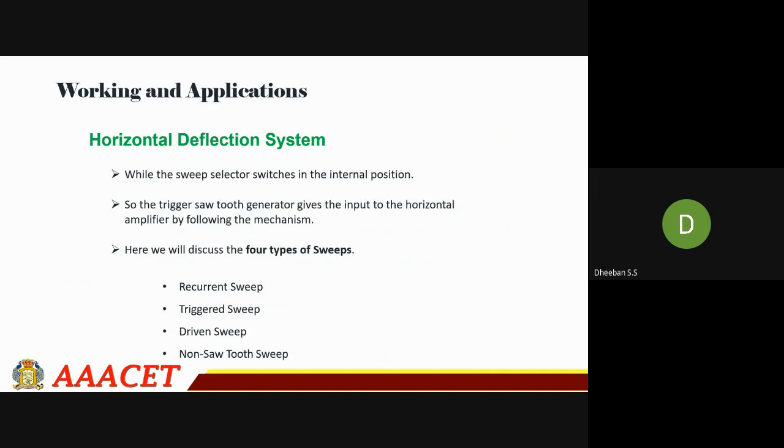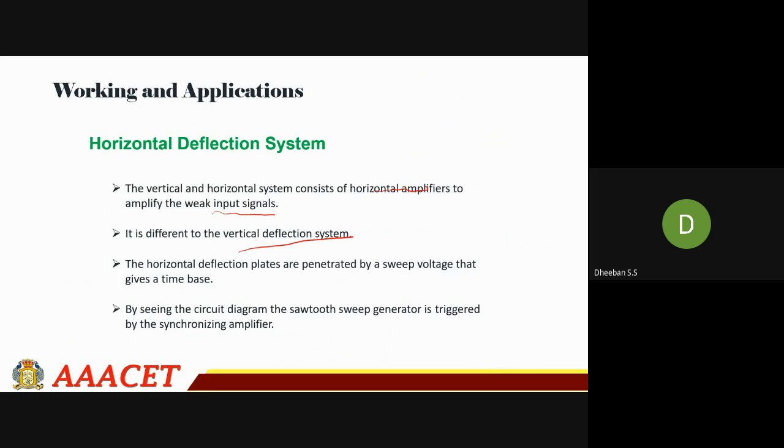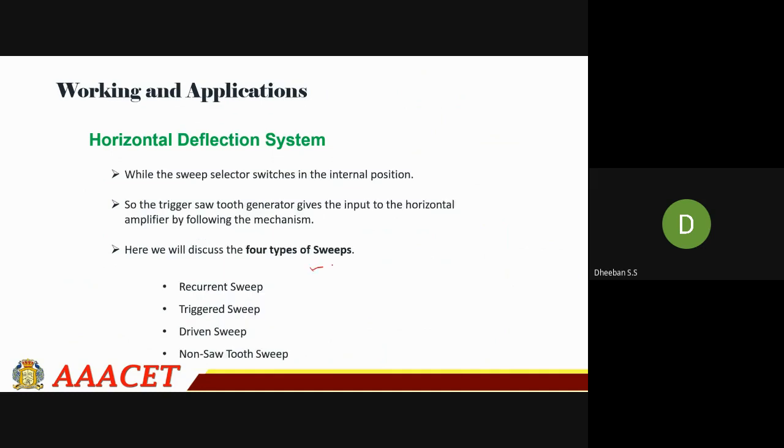There are four types of sweeps. The sweep voltage is nothing but a kind of magnitude that helps in generating your time base. Generally, this sweep is of four types: recurrent sweep, triggered sweep, driven sweep, and non-sawtooth sweep.